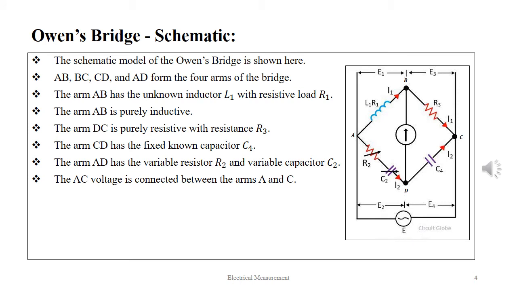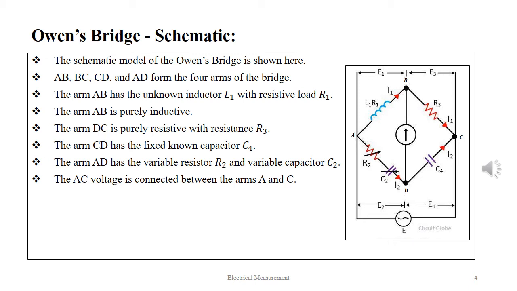The schematic model of the Owen's bridge is shown here. AB, BC, CD and AD form the four arms of the bridge. The arm AB has the unknown inductor L1 with a resistive load R1. The arm AB is purely inductive. The arm DC is purely resistive with resistance R3.